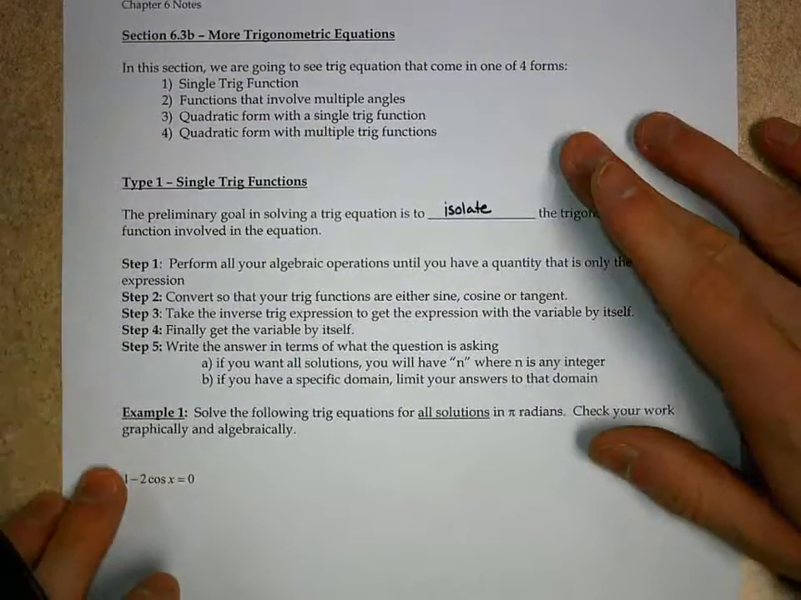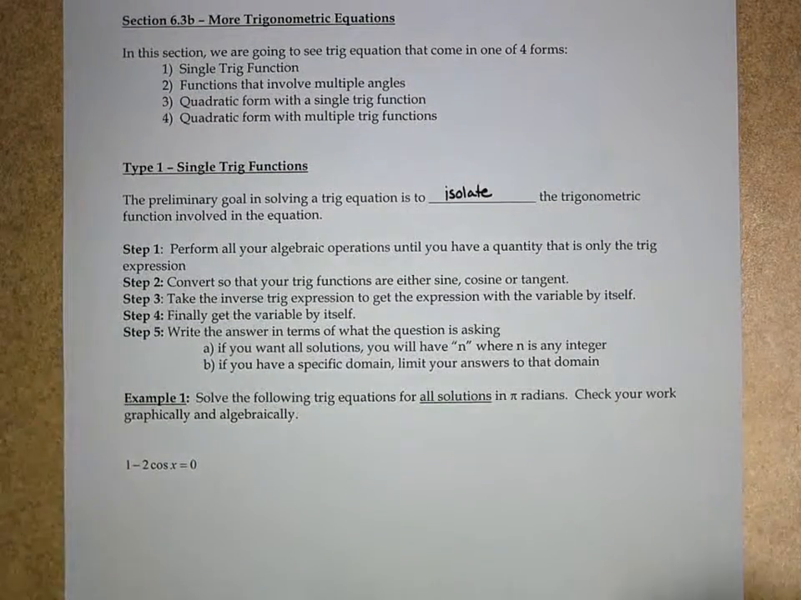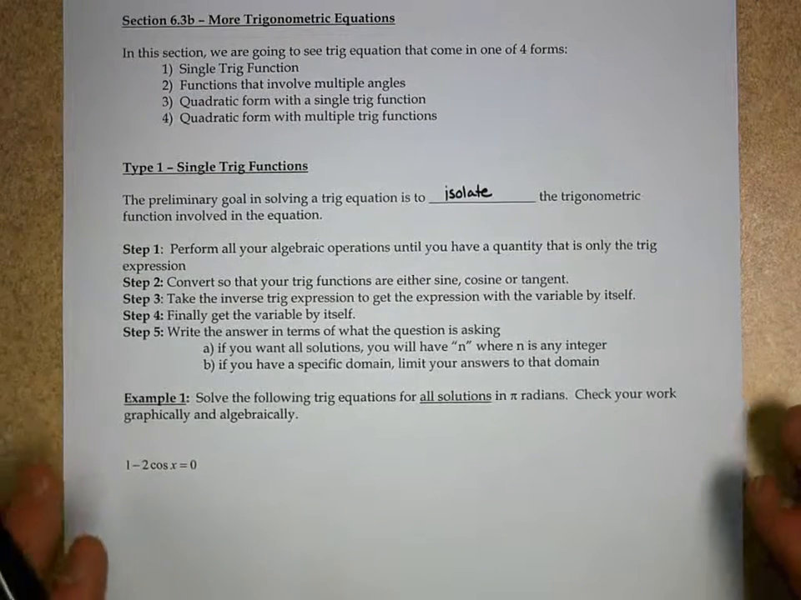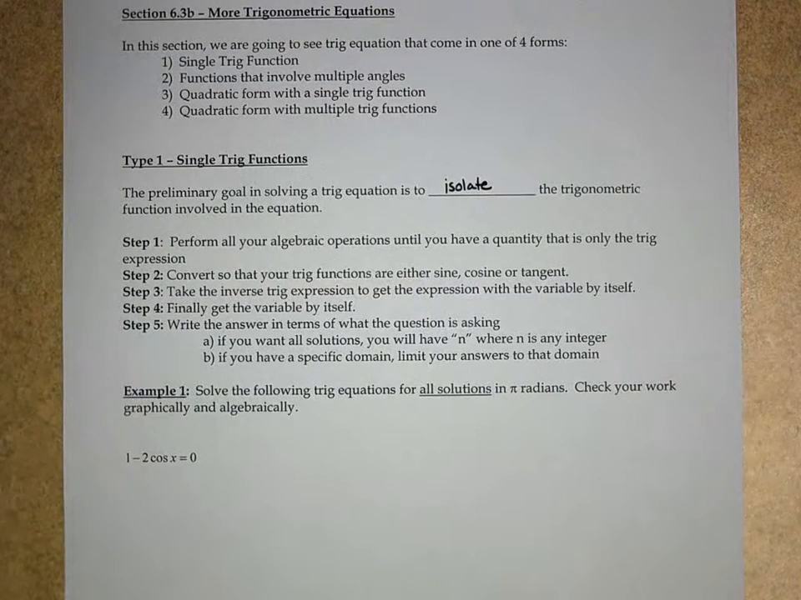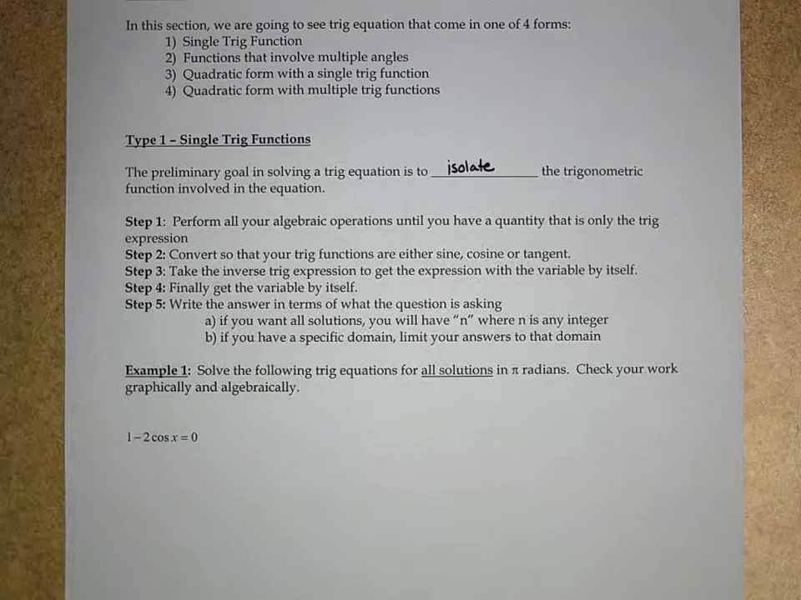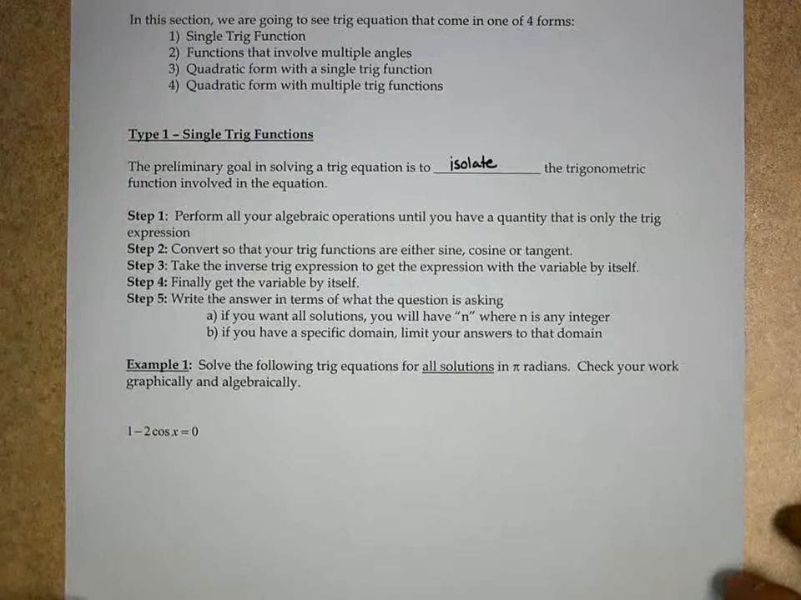Here are the 5 steps we're going to follow. First, perform all your algebraic operations until you have a quantity that is only the trig expression. So I'll add, subtract, divide, so that we only have either a sine, cosine, or tangent on one side. Second, convert so that your trig functions are either sine, cosine, or tangent. So if I had a secant, cosecant, or cotangent, I would get that by itself and then take the reciprocal. Step 3. Take the inverse trig expression to get the expression with the variable by itself. Step 4, get the variable by itself. And then 5, write your answer in terms of what the question is asking.